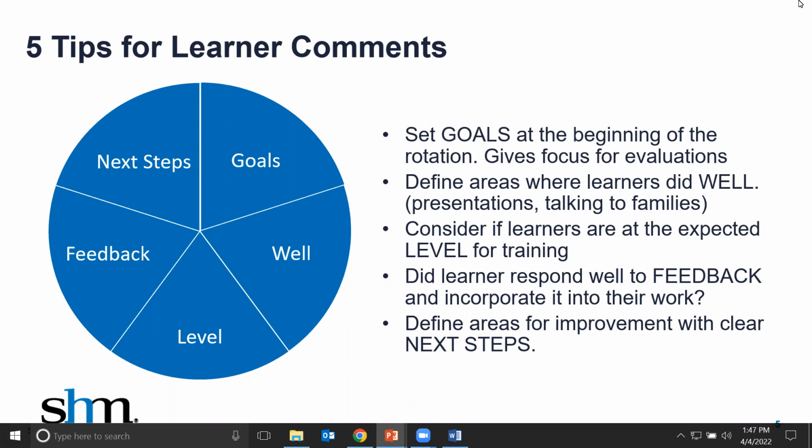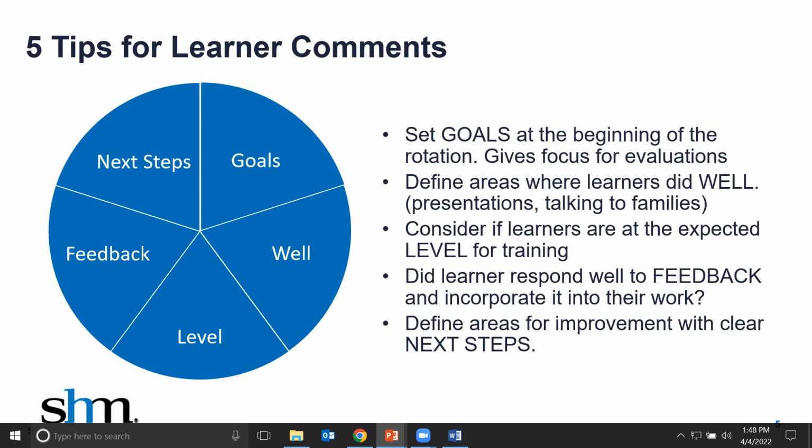So first, defining areas where they did well. There's always something our learners do well. And seeing how it compares to another learner at that level. Are they where they're expected to be? Are they maybe below where they're expected to be? And again, that could be completely different on different competencies. So maybe someone just really connects with the families that they're working with, and they're above the level of expectation for their level of training. But then they have a really hard time organizing their presentations, and they might be below the expected level.